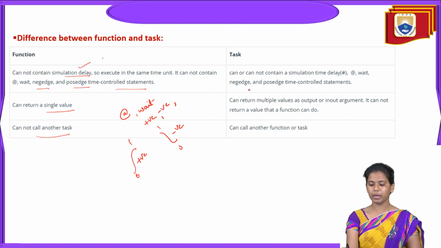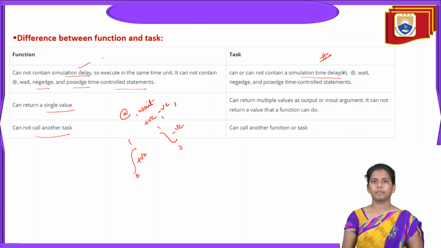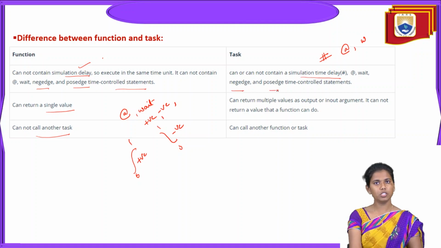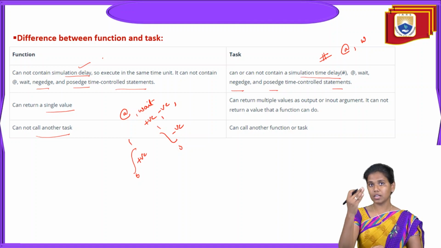So a task can or cannot contain a simulation time delay. Here also, like functions, a task may or may not contain the delay, right? And also they may not contain the always, and they may not contain the wait. Same as functions: negative edge, positive edge, time control statements. Then the task can return multiple values as output or inout arguments, right?